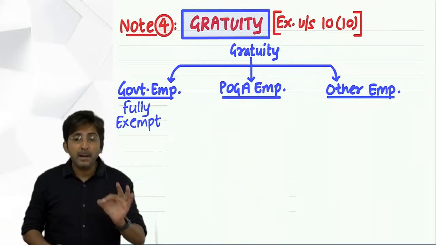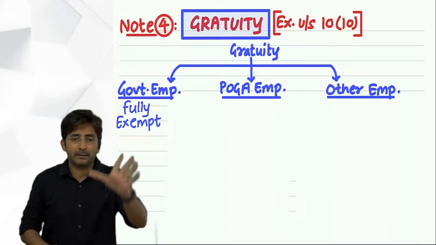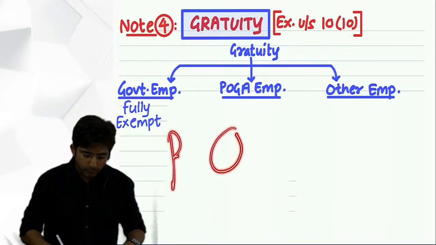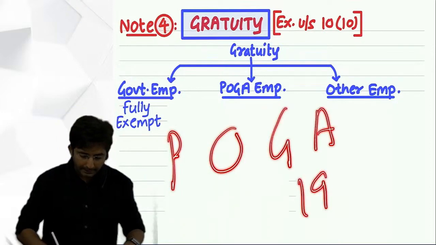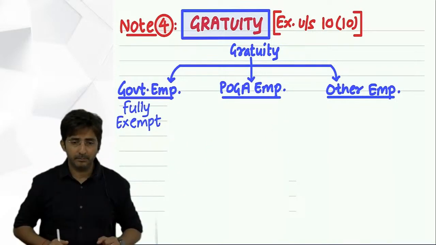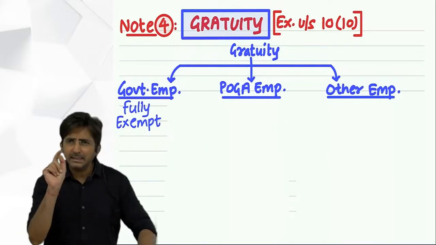So see, POGA means Payment of Gratuity Act, 1972. Means for gratuity there is an act. And you know why this act was made in 1972?